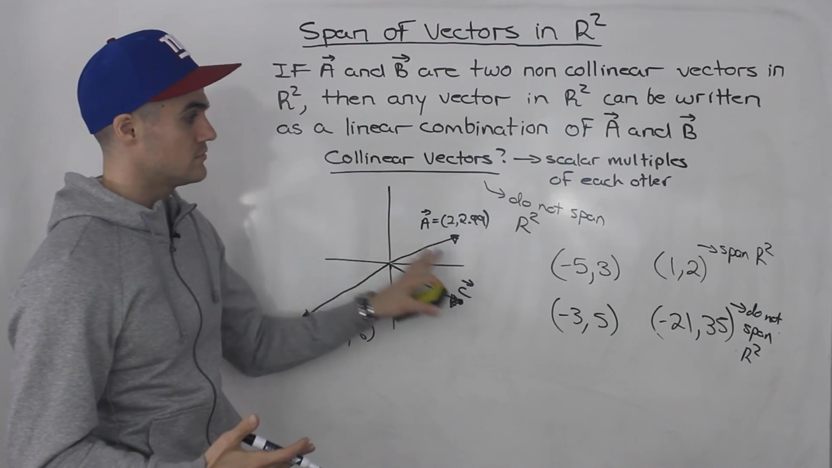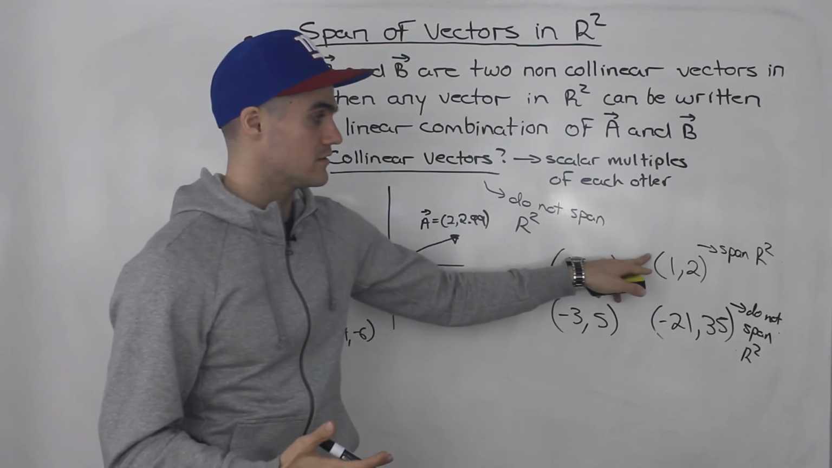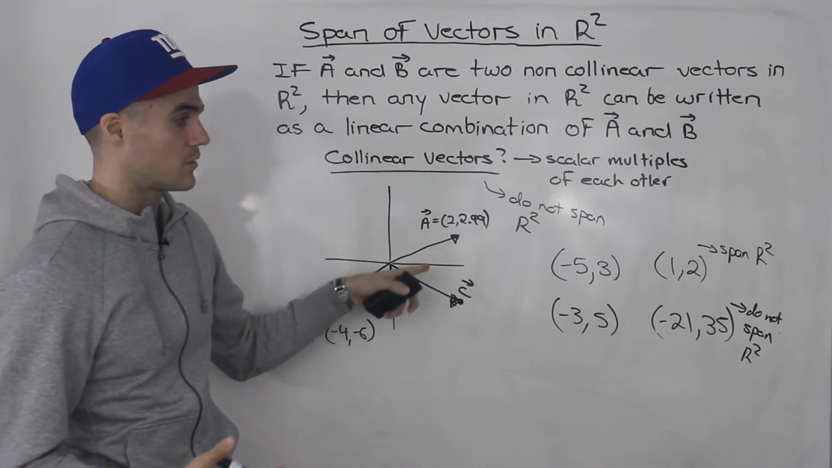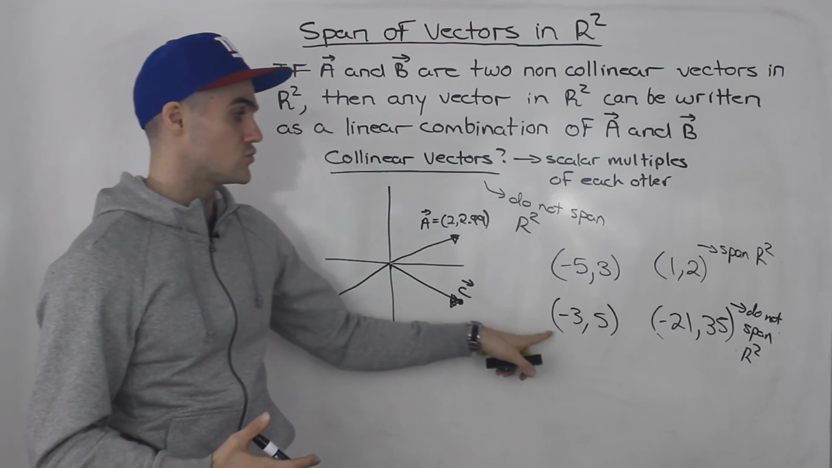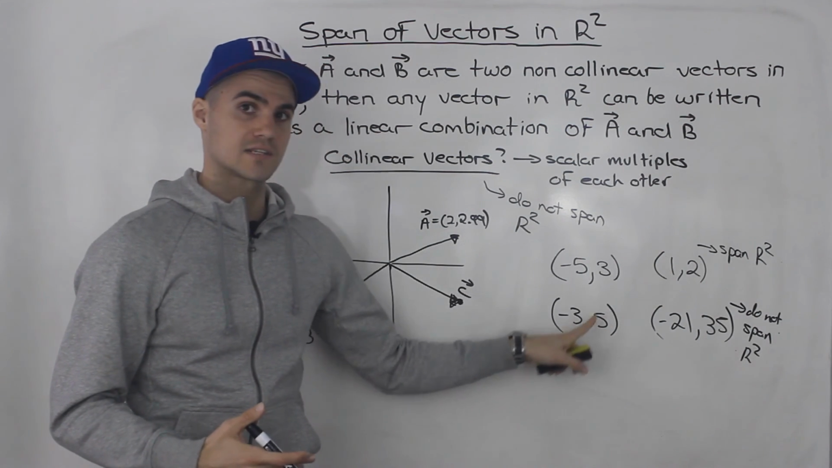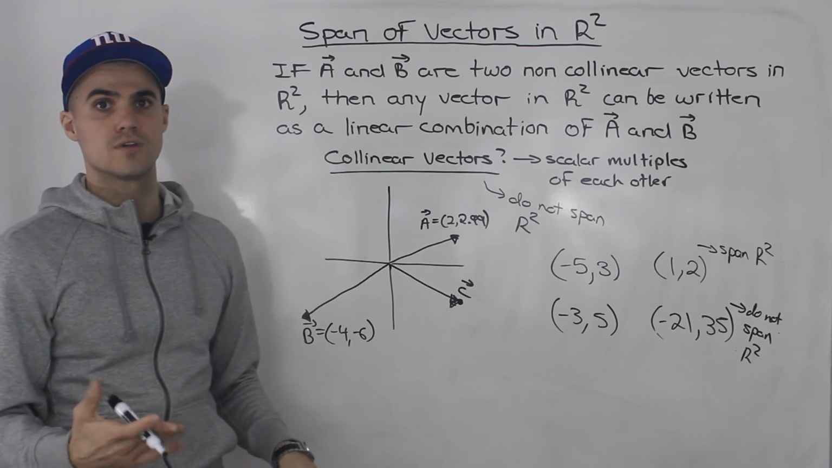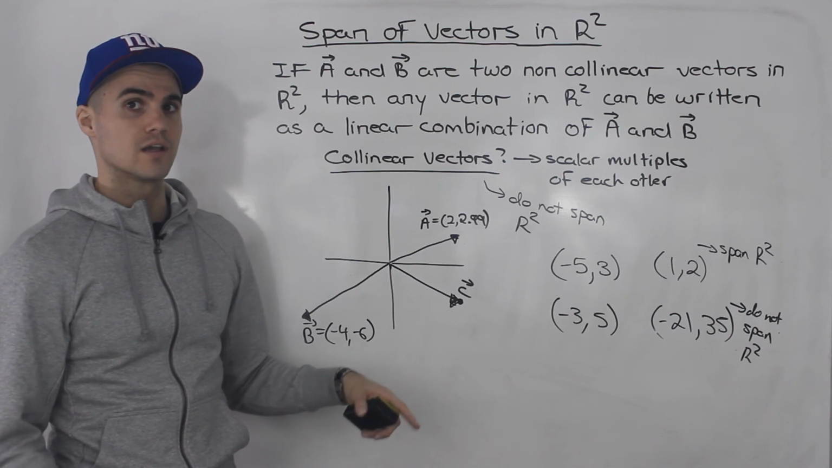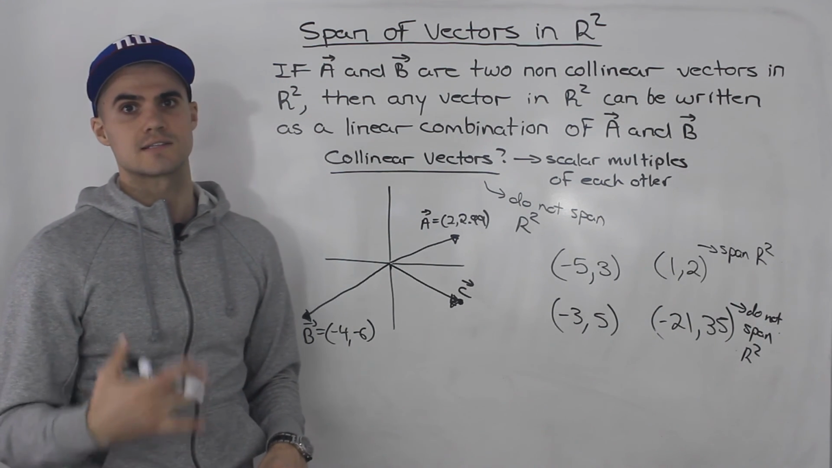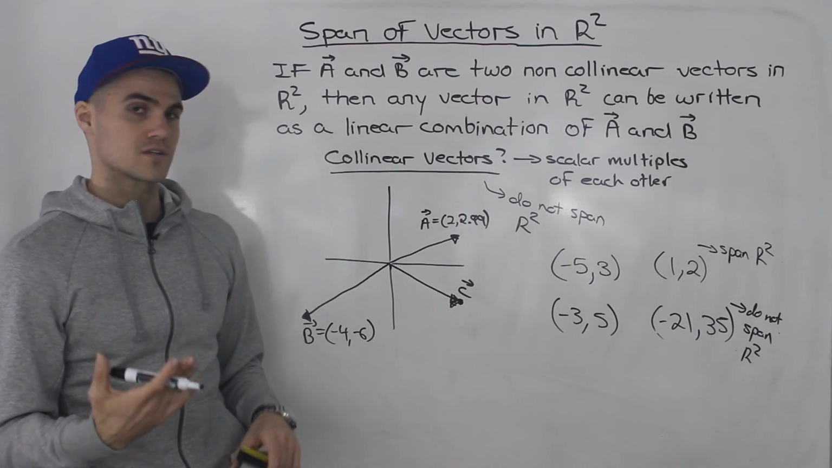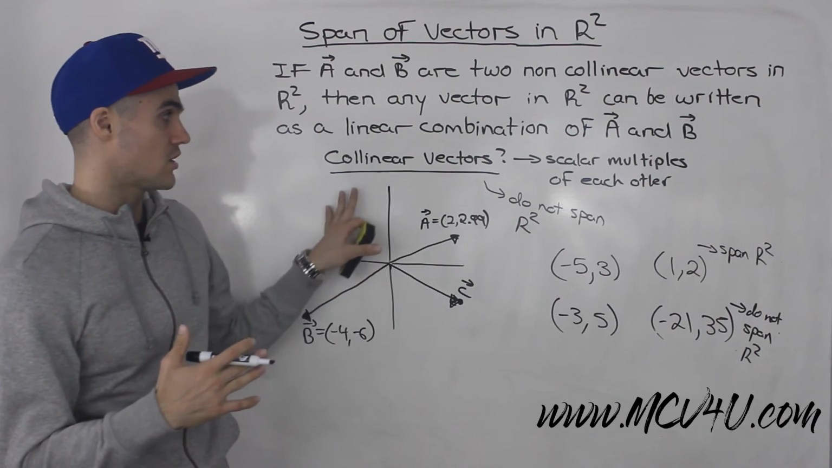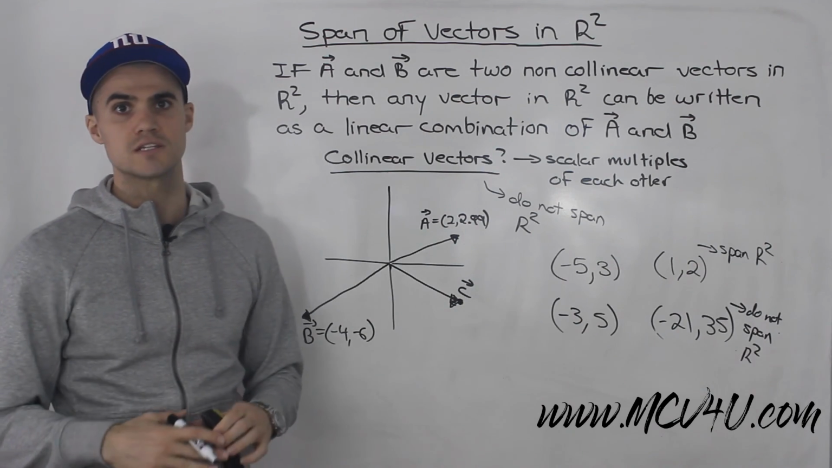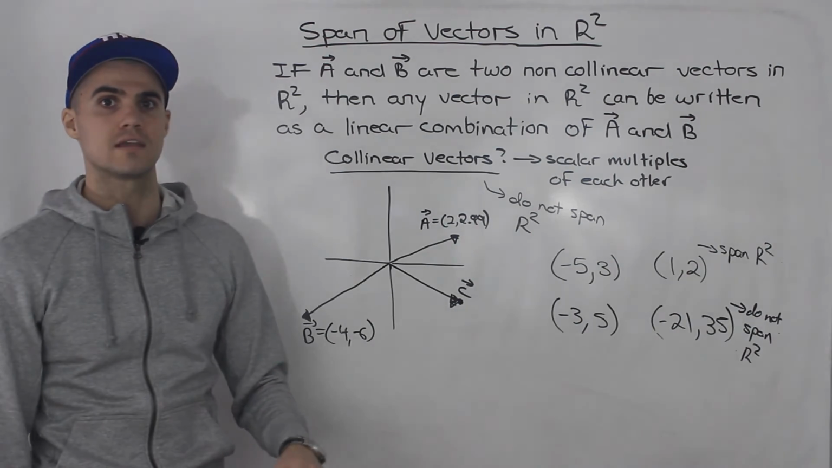So span of vectors in the R2 case, the 2D case, is pretty simple. Basically, if you got two non-collinear vectors, they span R2. Any vector in R2 can be written as a linear combination of them. If you have two collinear vectors, scalar multiples of each other, then they do not span R2. And now what we're going to do in the next video is we're going to go to the 3D case. It's a little bit more complex because we're now going to be talking about not just R2, the XY plane, but basically any plane in the 3D space. And we'll cover that in the next section.